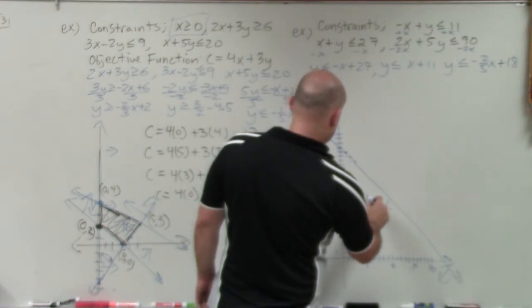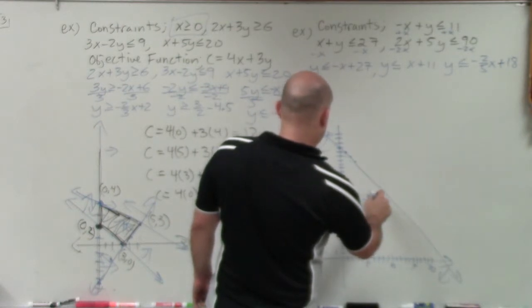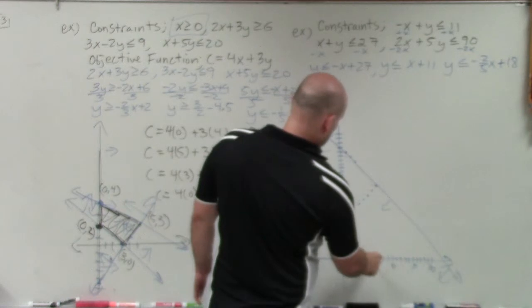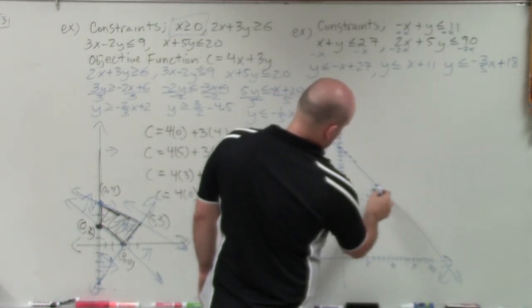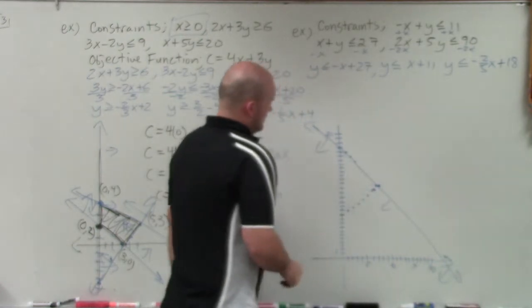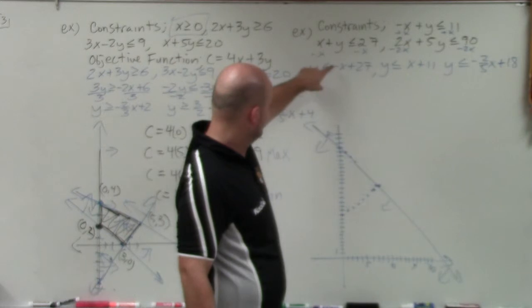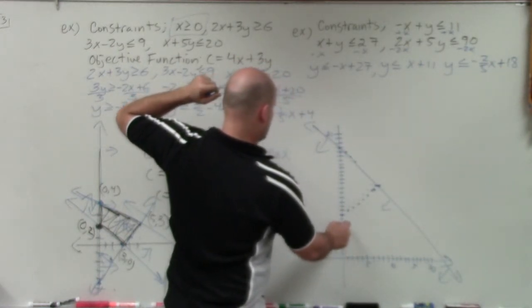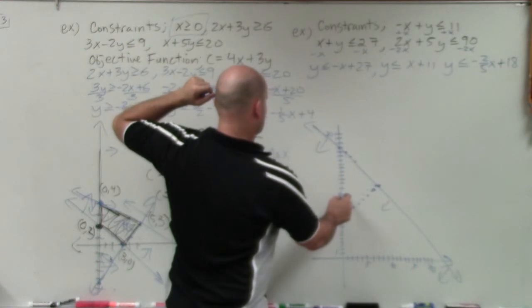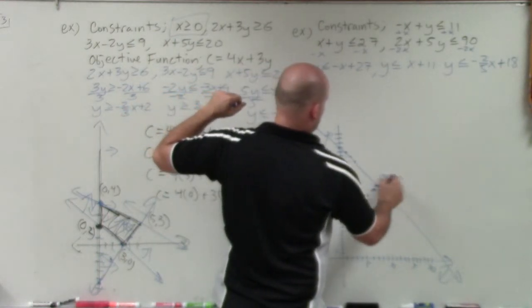Up 1 over 1 is 5. Up 1 over 1 is 6. Up 1 over 1, 6, 7. So at 7, x equals 7, that should be at 20. 1, 2, 3, 4, 5, 6, 7, 8, 9, 10, 11, 12, 13, 14, 15, 16, 17, 18, 19, 20. OK, so that should be at (7, 20).